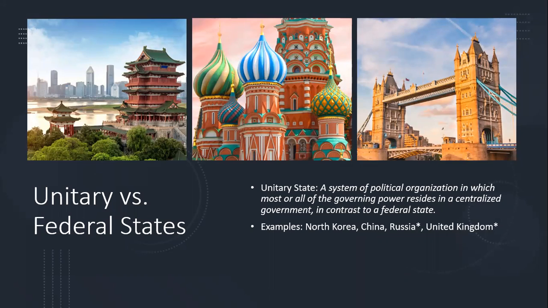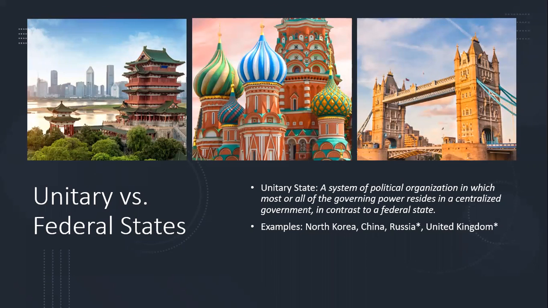A unitary state is a system of political organization in which most or all of the governing power resides in a centralized government, in contrast to a federal state. Some examples of unitary states include North Korea, China, Russia, and the United Kingdom. I put asterisks because they need a little more explanation, because Russia claims to be a federal state, a federal government, but they're more so a unitary state under the current form of government. Basically, when you think of a unitary government, think of either an individual or a branch that is all powerful, all governing over the rest of the territory.